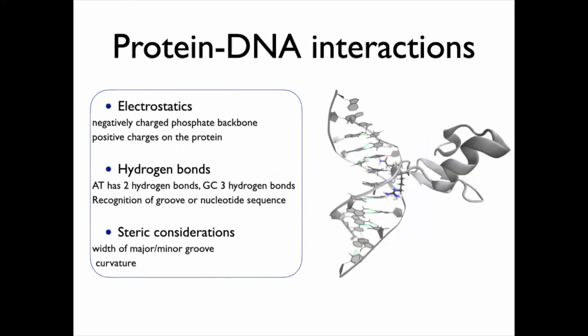Okay, so what are the interactions that are important in protein and DNA interactions? Electrostatics. DNA is negatively charged, and the DNA-binding proteins are usually positively charged, so you have this very strong electrostatic interaction. Hydrogen bonds, of course between the bases, but also hydrogen bonds between the bases and proteins can play a role. And of course, steric considerations. The DNA, depending on the nucleotide sequence, can have different shapes, and the width of the major and minor grooves very much depends on the nucleotide sequence.